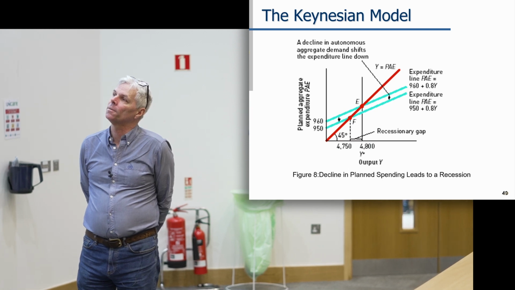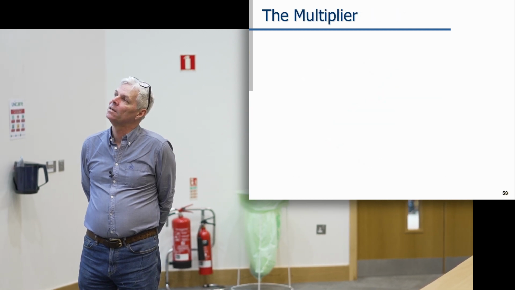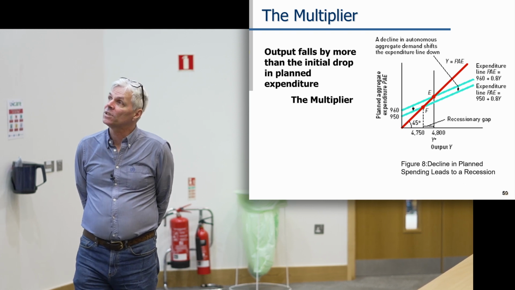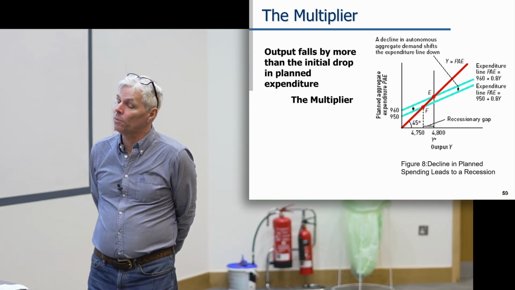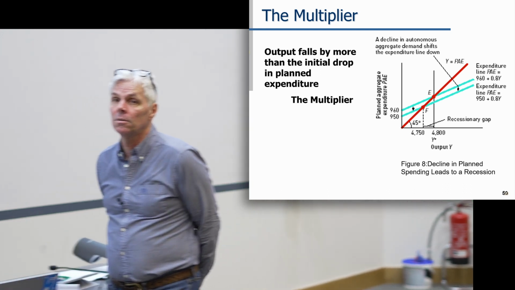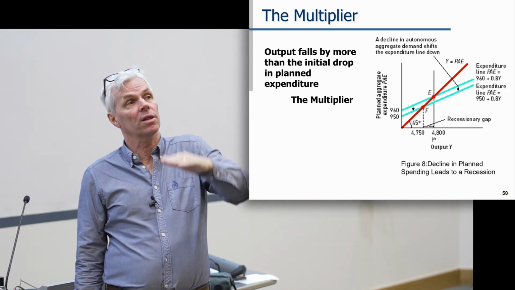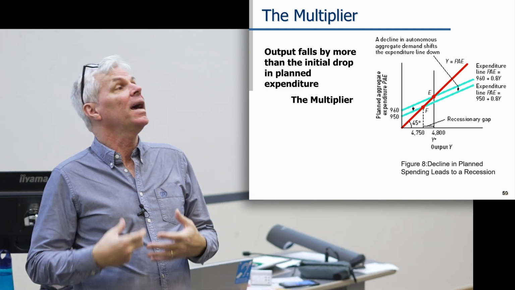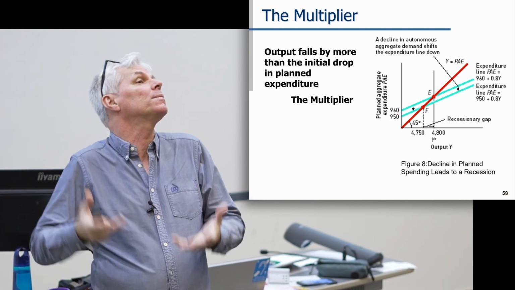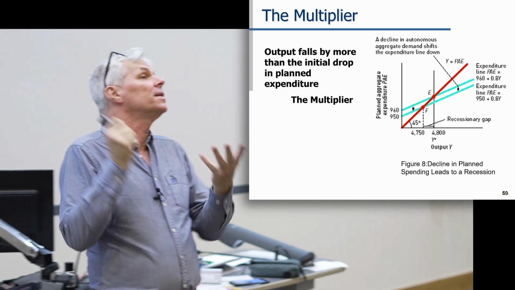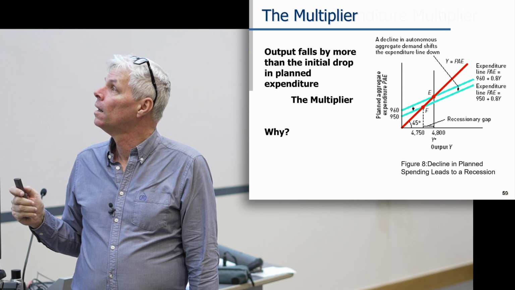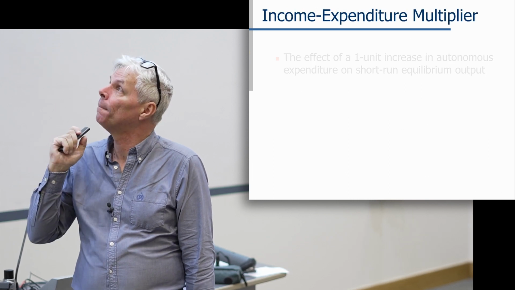Okay, so that's where we are. The fact that output falls when autonomous expenditure goes down, the line shifts down in a parallel way, and output goes down by more than that. The number of times more that it goes down by is the multiplier. So our question is why?